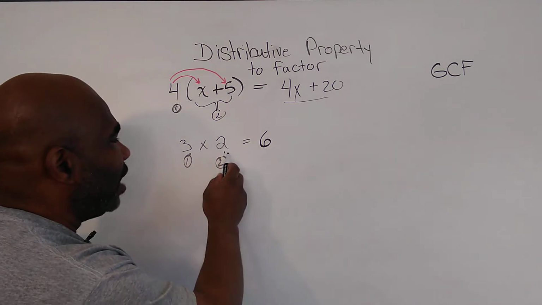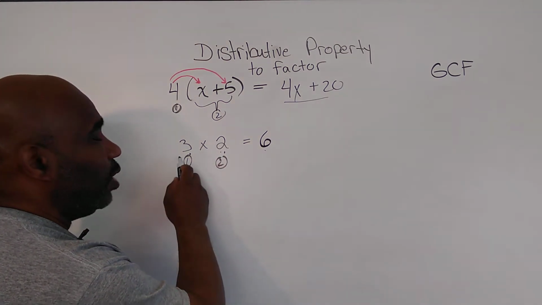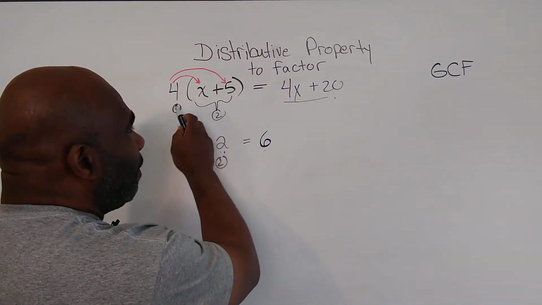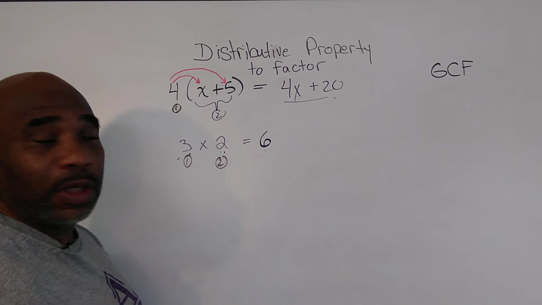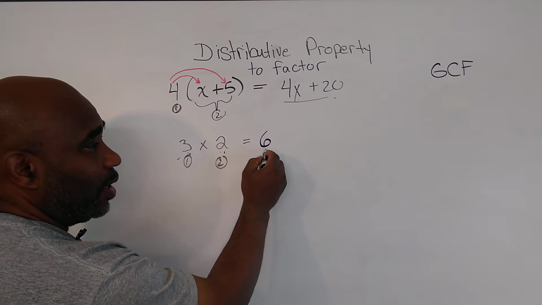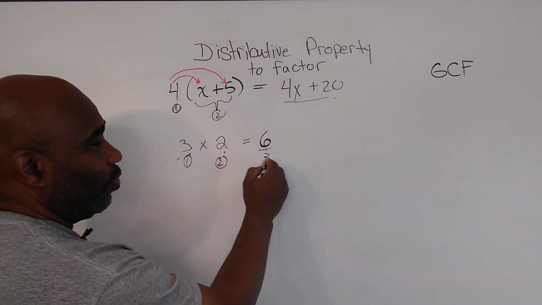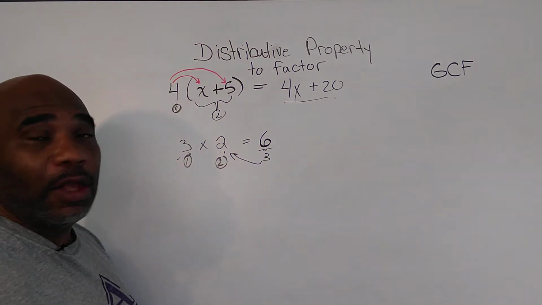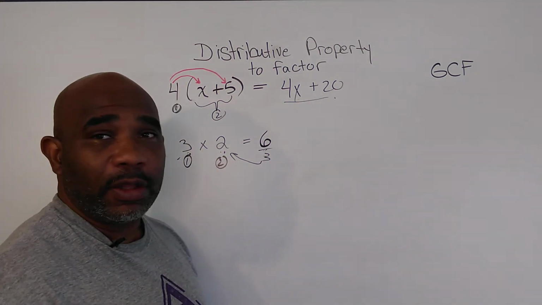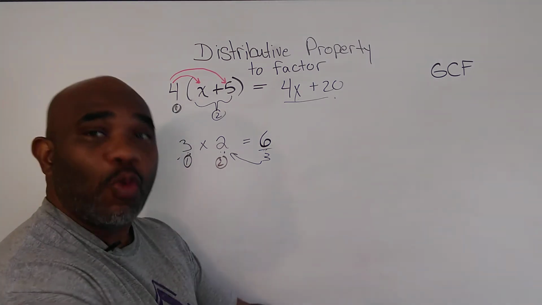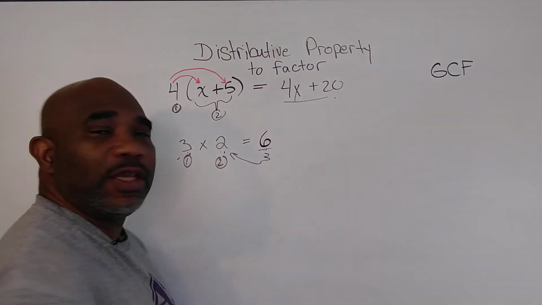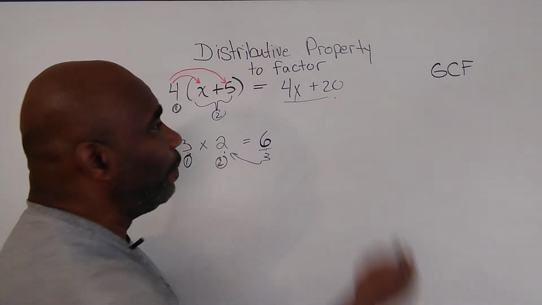Now, just like I can divide 6 by 2 and it will give me 3, I can divide 4x plus 20 by 4 and it will give me back this one times that one. Exactly the same way. So again, if I divided 6 by 3, it would put me back here, right? Well, to factor a binomial or any other polynomial, we unwind the distributive property. We go backwards.